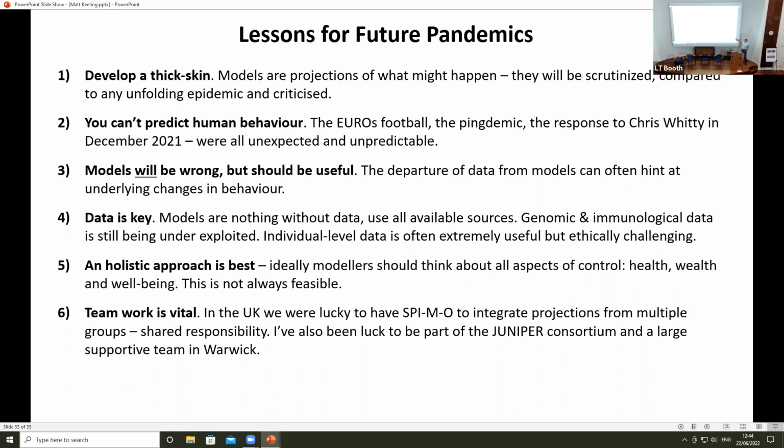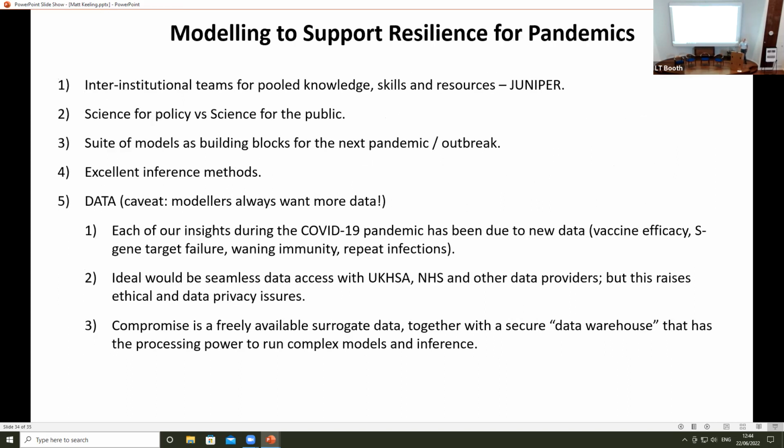And teamwork is vital. So in the UK, I've been really, really lucky. We've got SPI-MO, which has been absolutely fantastic. That's integrated the projections. It's taken multiple groups, so we've had shared responsibility, but I've also been really lucky to be part of the JUNIPER consortium, a wider team in Warwick. So my final slide is thinking back to modelling to support pandemics. Interinstitutional collaboration, pooling skills, and I think JUNIPER has been a fantastic example of that.